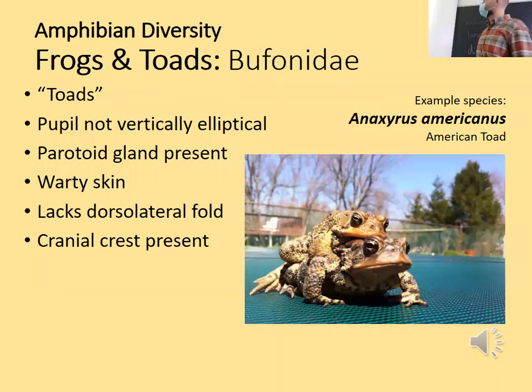Next family is Bufonidae. These are what's commonly called toads. Now I want to remind you, frog and toad as common terms for these anurans don't match up with their evolutionary history, right? So we call them toads, but just remember that there's not a good evolutionary distinction between frogs and toads. These guys often have what's called warty skin. They have this parotid gland. They don't have that fold. They have these crests. You can't really see in this picture on the back of their head.